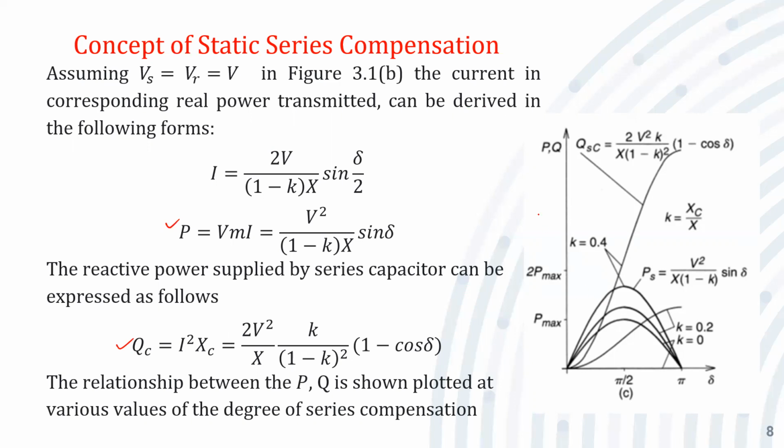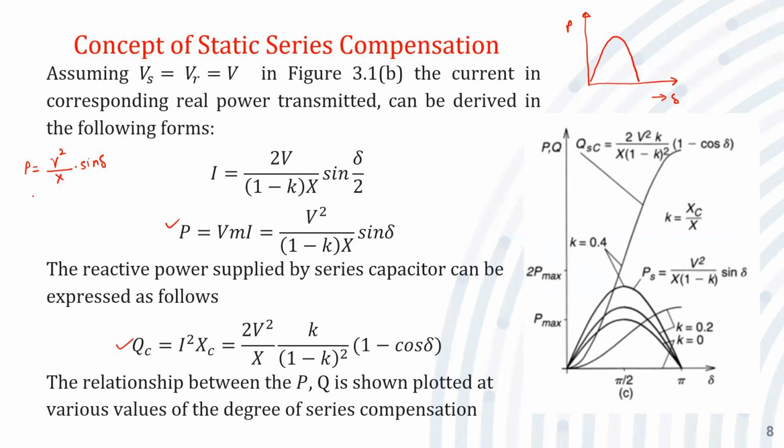Now see our relation. For example, without any series compensator or capacitor connected in the transmission line, what would be the P-delta curve? It is quite simple, which we have taken many times. This is where K is equal to 0. When K is 0, P is equal to V square upon (1 minus 0) into X, which is X, into sine delta. Means there is no compensation, only the inductive reactance is there.